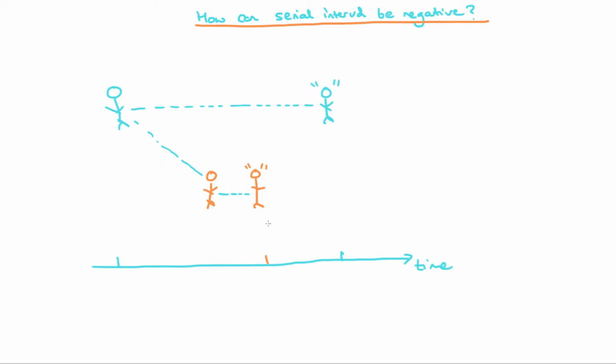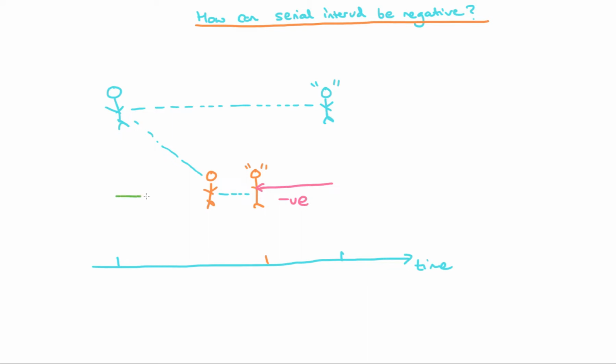So now if we take the strict definition of what a serial interval is, it's the amount of time which elapses between the first person showing symptoms and the second person whom they infect showing symptoms. And here, that is actually a negative amount of time because the second person's symptoms have appeared before the first, and so we get a negative serial interval.